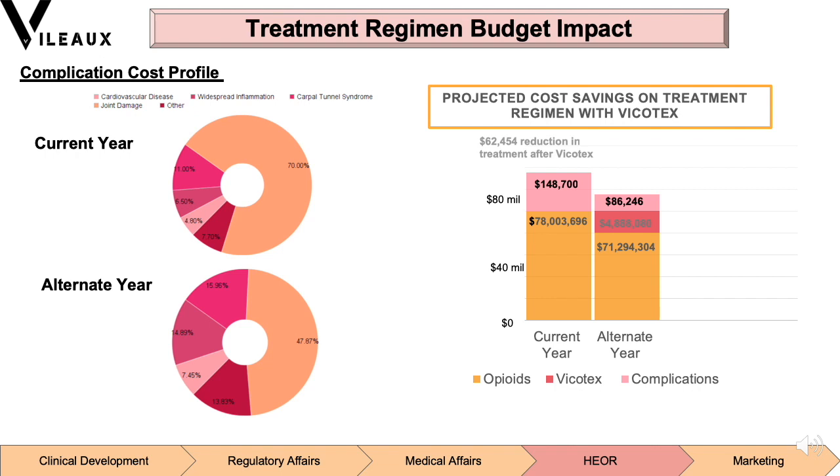arthritis. On the left is shown via a pie chart Vycotics complication cost profile comparing the current year with an alternate year. On the right is a chart projecting cost savings on treatment for patients with RA. There is a $62,454 reduction after Vycotics enters the market. This is probably due to a higher adherence rate and improvement of quality of life because Vycotics is dosed less frequently with little to no CNS depression in comparison to other opioids.